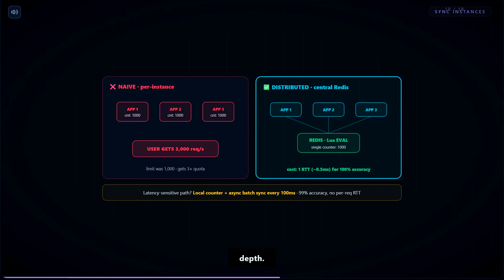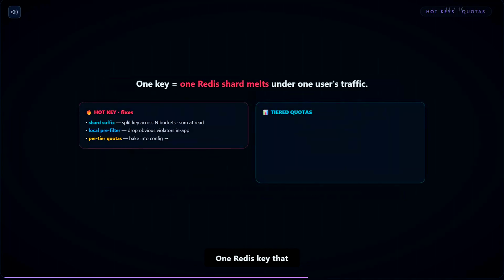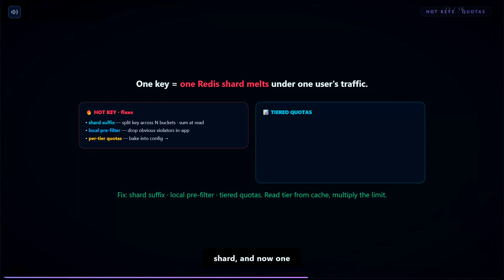The hot key problem. 1 Redis key that takes all the traffic. Imagine 1 viral tenant, every request hashes to the same Redis shard, and now 1 CPU is on fire while the rest of the cluster sits idle. 2 fixes. 1. Hash the key with a salt that spreads it across a small set of buckets. Read the sum at check time. 2. Add a layer of in-process pre-aggregation. Each app server holds a local counter for 10 milliseconds, then sends the delta to Redis. Massively reduces Redis queries per second at the cost of slight burst leakage.